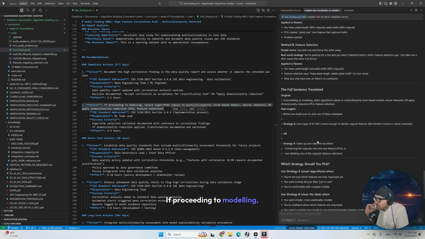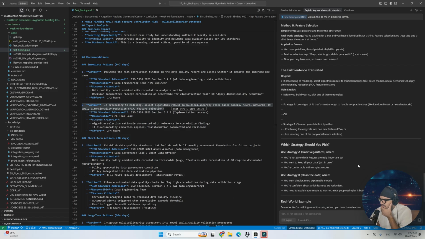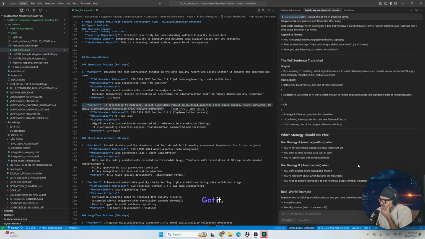If proceeding to modeling, select algorithms robust to multicollinearity, tree-based models, neural networks, or apply dimensionality reduction, PCA. Feature selection. Plain English, before you build your AI, pick one of these strategies. Strategy A, use a type of AI that's smart enough to handle copycat features, or clean up your data by either combining the copycats or just deleting. Got it, I like that.